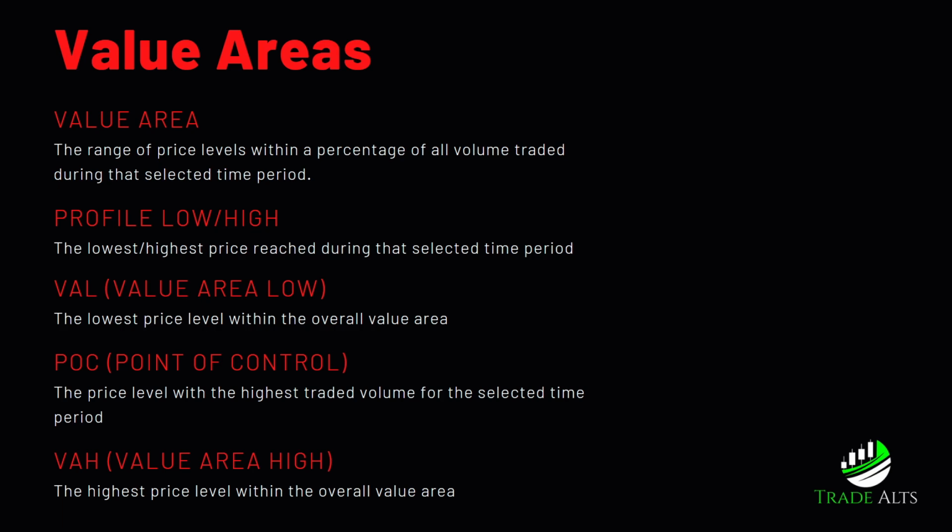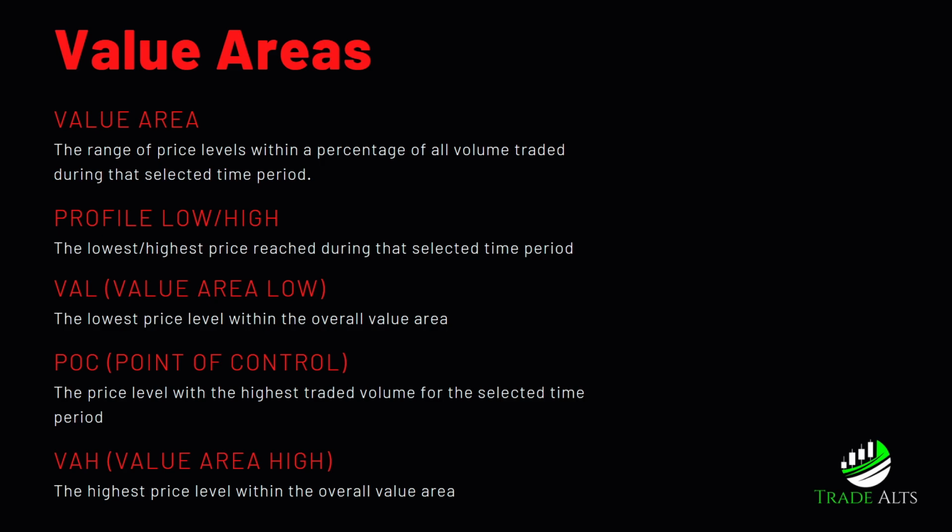The value area low is the lowest price level within the overall value area, or the highlighted section, which we'll see in the next slide. We're going to actually go over that. Point of control, incredibly important. We're going to cover that as well in another slide, but it is probably the most important level that is shown for the fixed range pull. The point of control is the real level that I'm looking for.